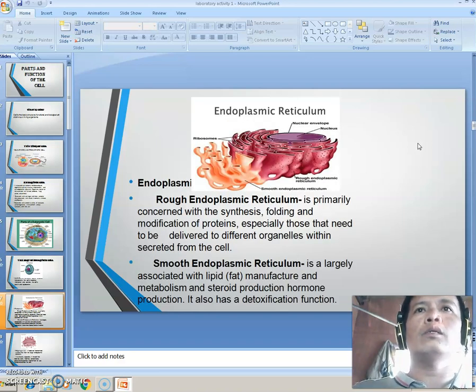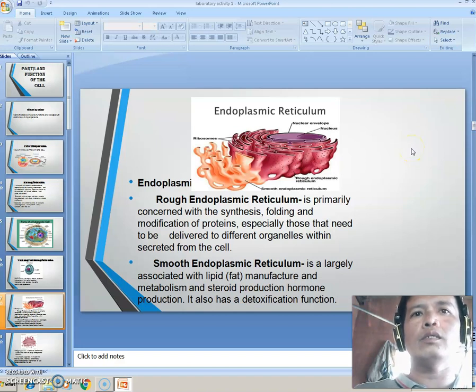The second one is the endoplasmic reticulum. There are two kinds of endoplasmic reticulum. The rough endoplasmic reticulum is primarily concerned with the synthesis, folding, and modification of proteins, especially those that need to be delivered to different organelles or secreted from the cell.